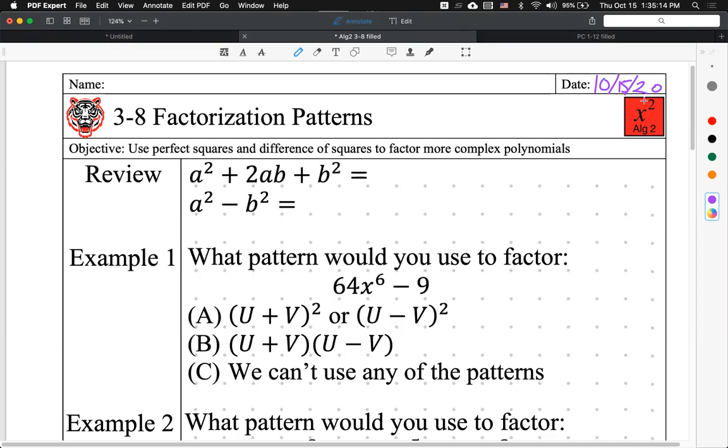Okay. Objective. Who wants to read it? Wyatt, go for it. Use perfect squares and difference of squares to factor more complex polynomials. There it is. So it's only those two. I'm only doing perfect squares, only difference of squares. That's all you got to do today.